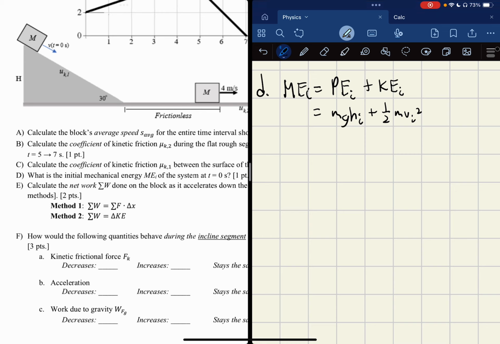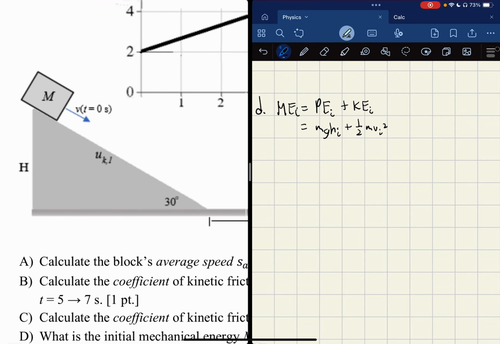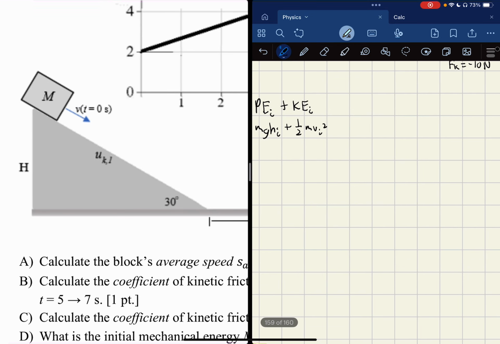So we know everything except hi, but we can find hi because at this point we know we can find the height.